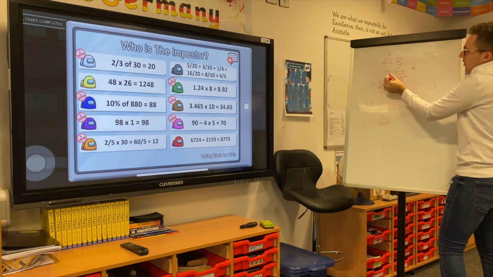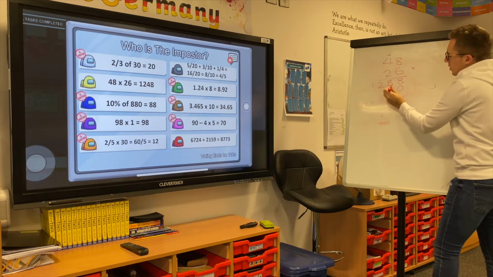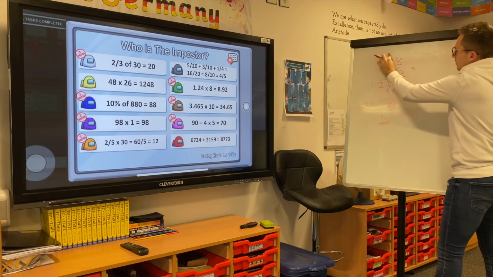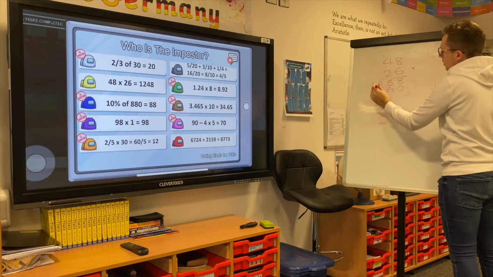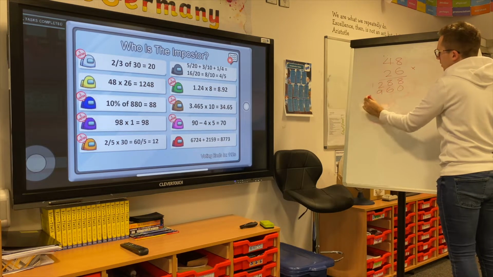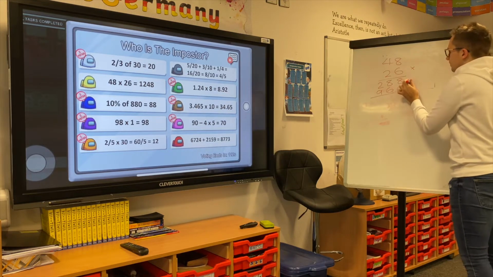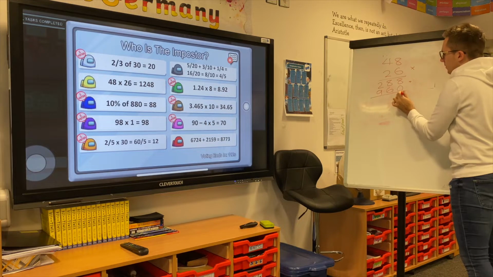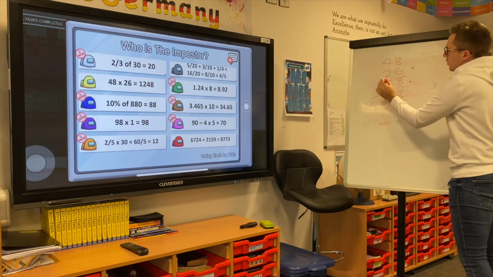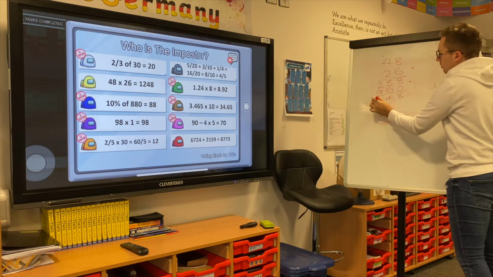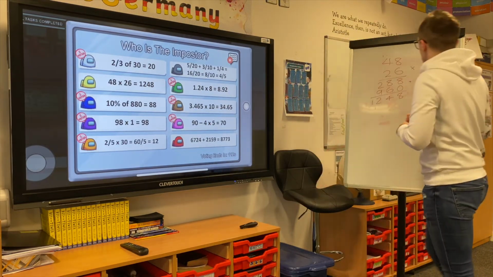Now, we're moving on to the next line, so we're going to have to put a placeholder here. And now we can do 2 times 8, which is 16, carry the 1. 2 times 4 is 8, add the 1 is 9. And now we have our 2 answers, we're going to add them together. 8 add nothing is 8. 8 add 6 is 14. 2 add 9 is 11. Add the 1 is 12. 1,248. So we know that one is correct.